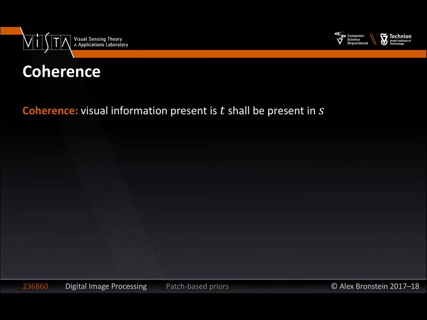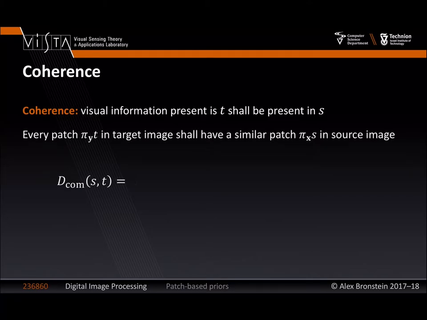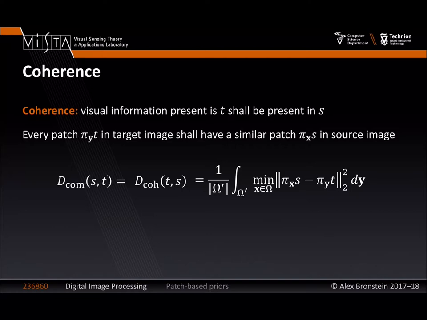And I can do the same for coherence. Just let me skip the details. Coherence and completeness are related to one another. That coherence between T and S is completeness between S and T, right? I just reversed the roles of S and T.